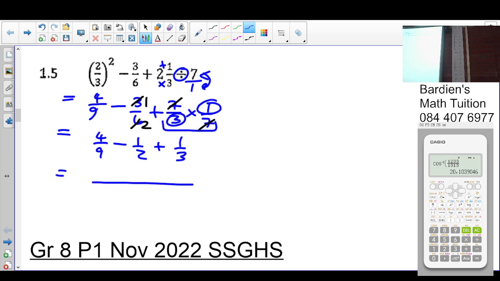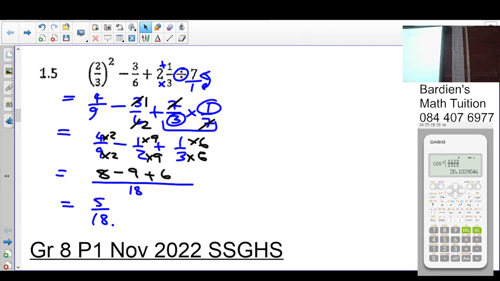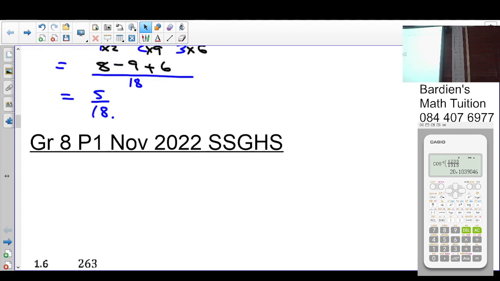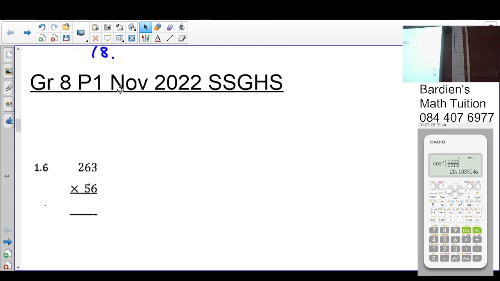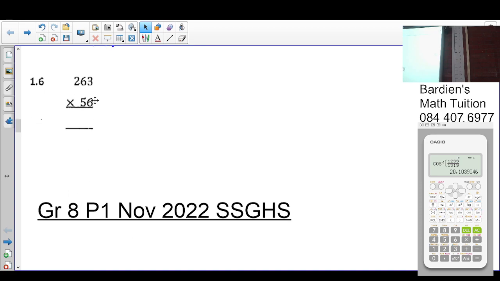What's your LCM here? 18. So the first is multiplied by 2, gives me 8. Let's multiply that by 9. Let's multiply this by 6. So 8 minus 9 is negative 1, plus 6 is 5 over 18. Any confusion there? No? The next one is a long multiplication.